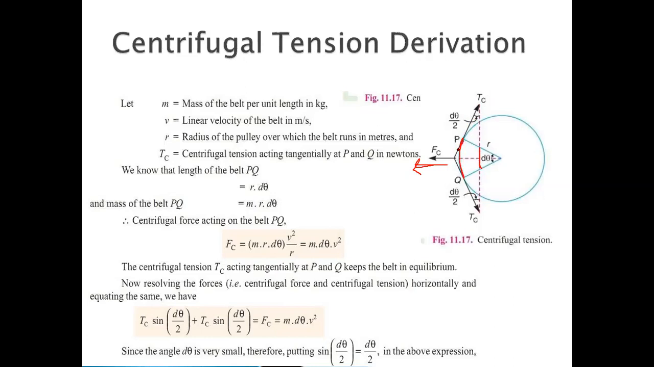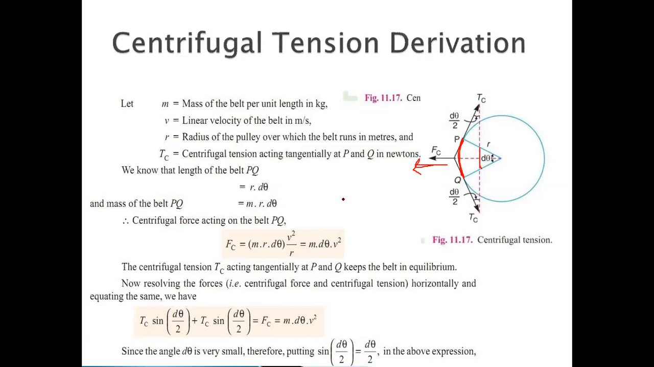We know that the length of an arc is the angle wrapped by this arc multiplied by the radius, right? So the radius is r and the angle wrapped by PQ is delta theta. So the length of belt PQ is r delta theta, right? And the mass of the belt PQ is m r d theta. The centrifugal force acting on the belt is mv square by r.